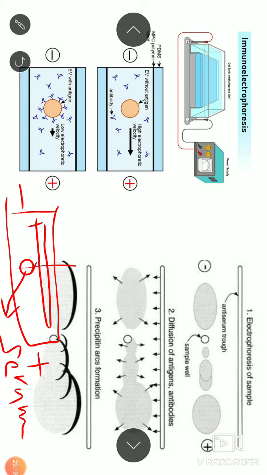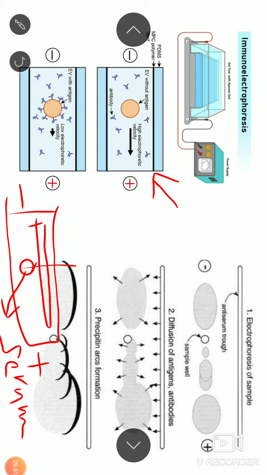Now the serum contains different proteins, and under an applied electrical field, that is what is shown here, they have different charge density and different movement, and they move towards each electrode with a different velocity. Okay. Now after this, you stop the electrophoresis.